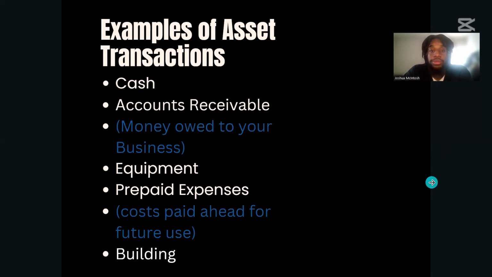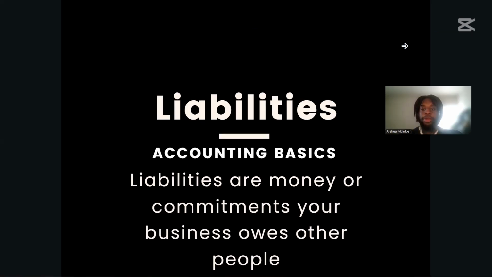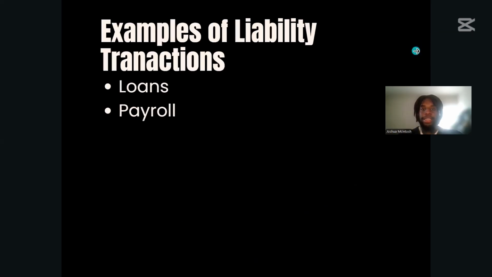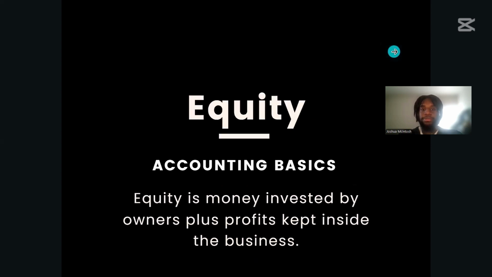A quick note is you can also list inventory as an asset. It's just my family business is a food truck and we sell out of our inventory pretty quickly. So 90% of the time I categorize it as cost of goods. Liabilities are money or commitments your business owes to other people. Examples of transactions that include liabilities are loans and payroll.